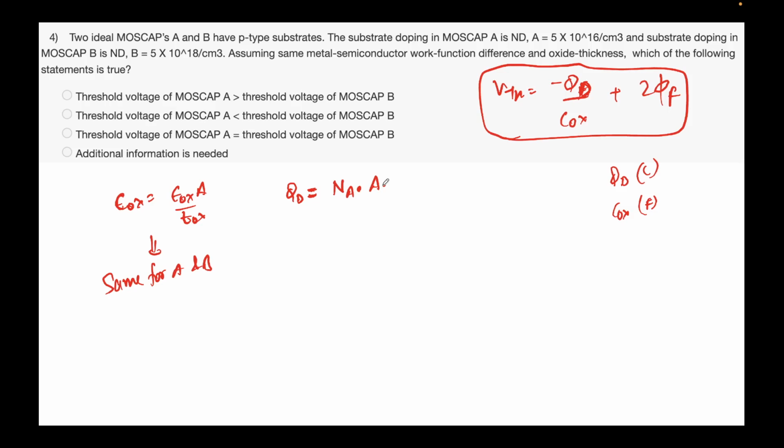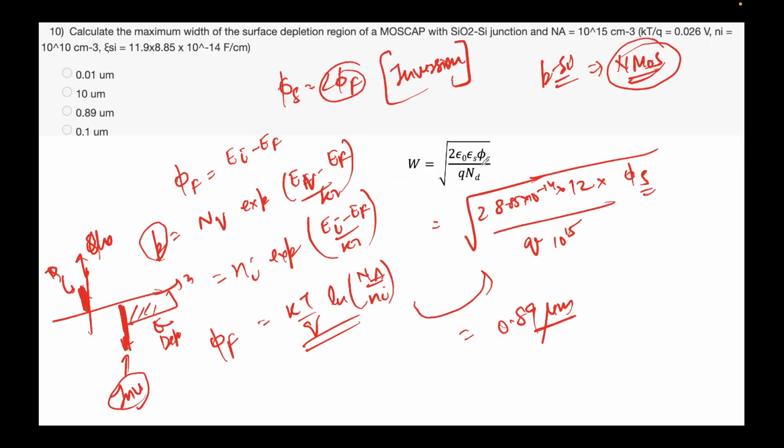So what is different here? Na is what is different in both cases, and correspondingly, W, the depletion width, if you recall the expression written over here, is again dependent on phi s and Na, right? So let me write it here: Na times A times the square root of 2 epsilon naught epsilon s phi s over Q times Na. Phi s is nothing but 2 phi f. Please remember that. So we first need to analyze how it depends on phi f, because only then will we be able to determine QD. So let's analyze phi f first.